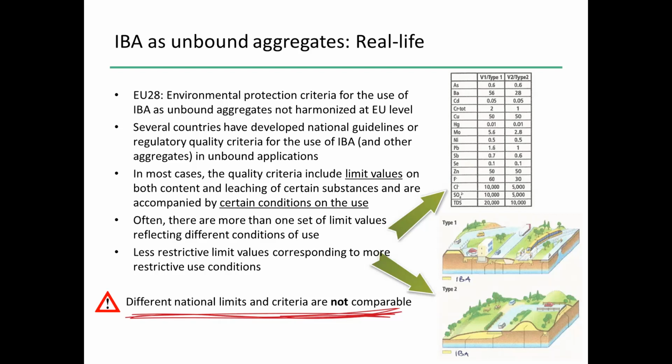The figure here is an example for France, where bottom ash could fall in two different categories, and based on the results of the testing and compliance with those two sets of limit values, it can be used in two different applications. What is really important to realize here is that the different national limits and criteria are not comparable from country to country, because they have been developed under different premises and different considerations.